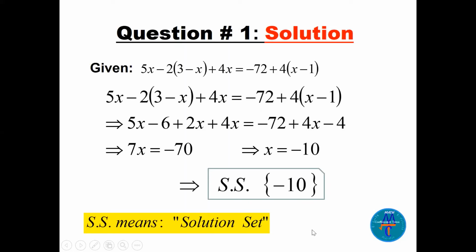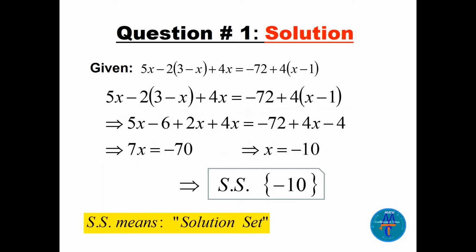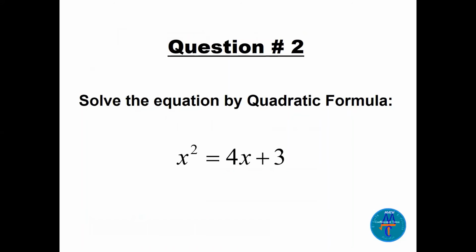To make sure this solution is correct, this is extra stuff, you can go back to the original. See the question here in the slide. This is the original. Put here minus 10. If you get the right side equal to the left side, we call this check. Now there is no need to check in this equation, but in some other equations you have to check. Now this one there is no need, but it's better if you have time, check it to make sure this is the correct answer. Let's see another one.